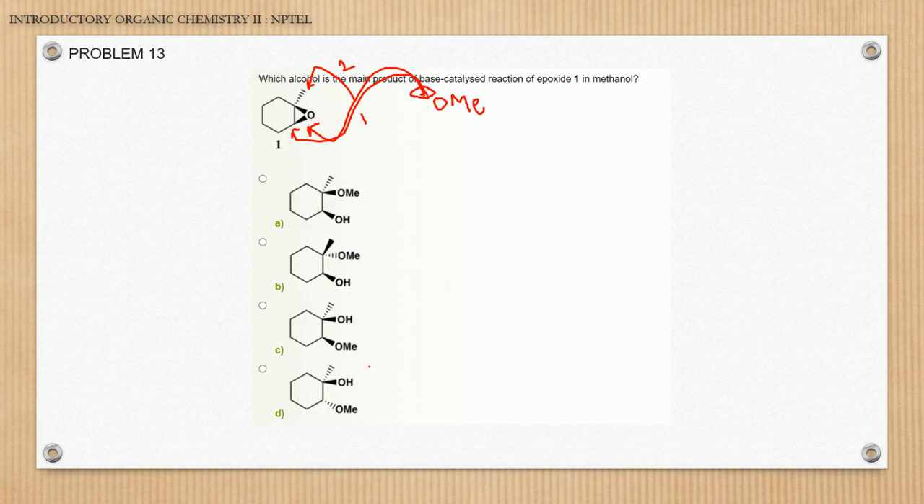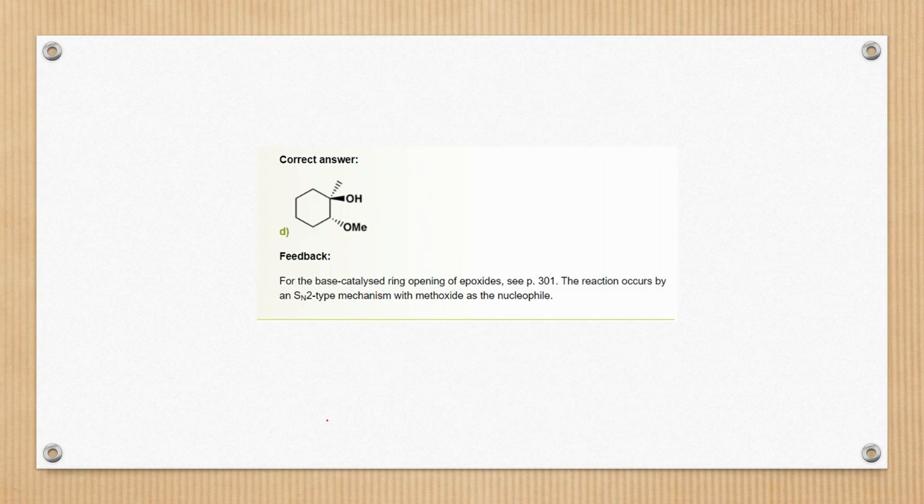So, which is the correct option now? Option D. Why? Because the epoxide opening will be anti, right? Methoxide will attack from the downside because the epoxide ring is above the plane. So it will attack down the plane, and the epoxide opening will take place from above the plane. So this is what it will form.